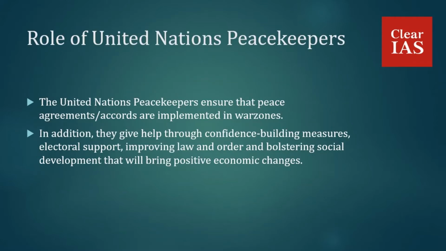So that is a brief about UN peacekeeping missions, and now we'll see what the roles of United Nations peacekeepers are. The UN peacekeepers ensure that peace agreements and accords are implemented in war zones. In addition, they give help through confidence building measures, electoral support, improving law and order, and bolstering social development that bring positive economic changes. The United Nations Charter authorizes the United Nations Security Council to take collective action to maintain international peace and security. Due to this, it falls on the UN Security Council to deploy peacekeepers in order to ensure stability and security in conflict regions. So those are the roles played by UN peacekeepers.